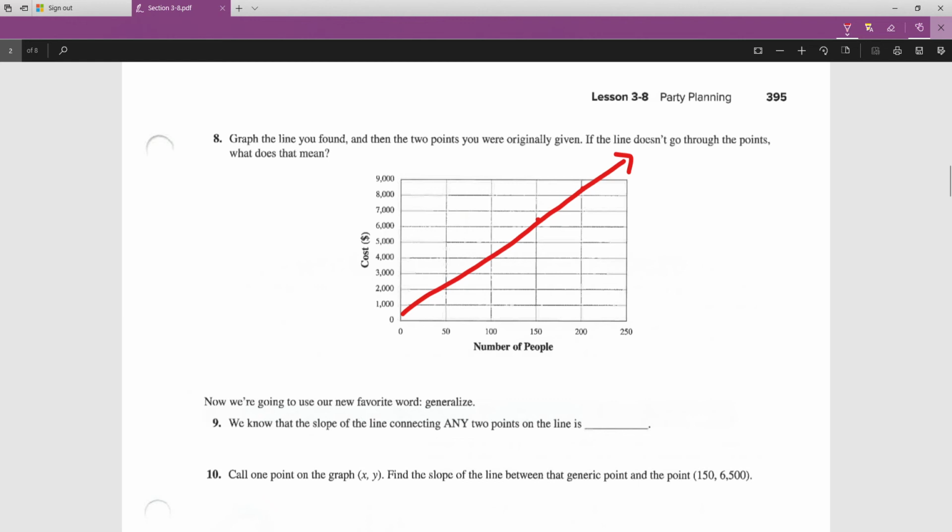And then we're saying that if our line doesn't go through that, then we probably graphed the wrong line.